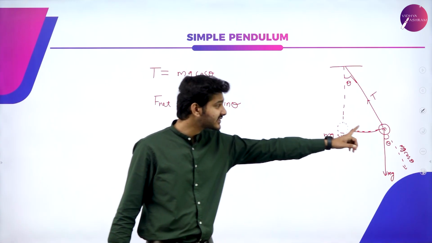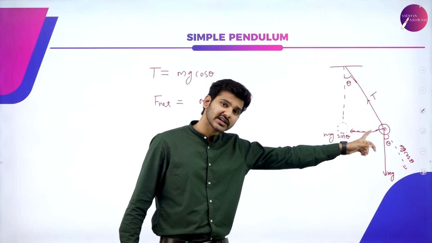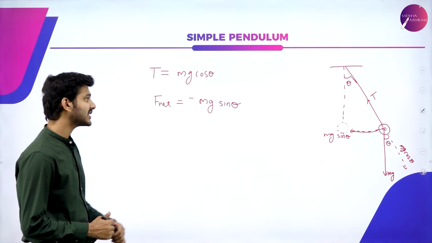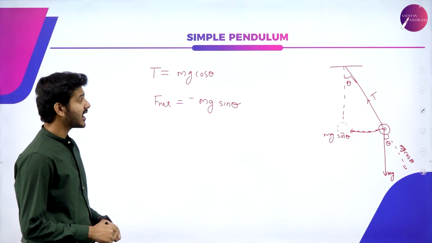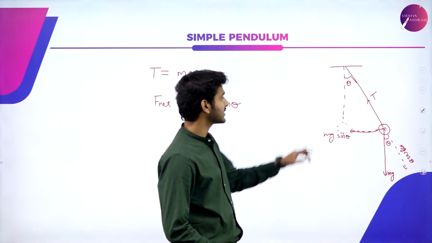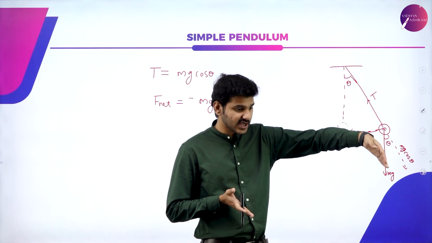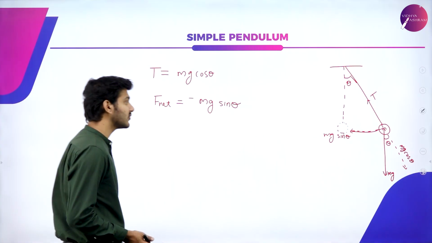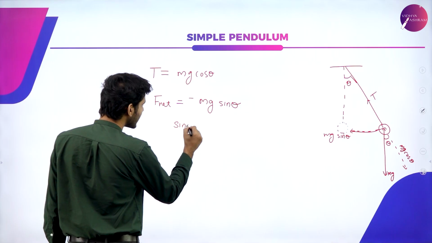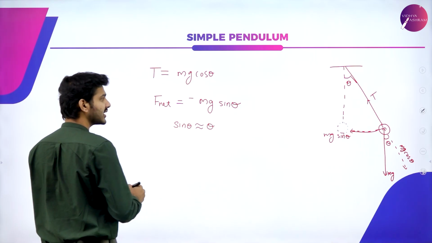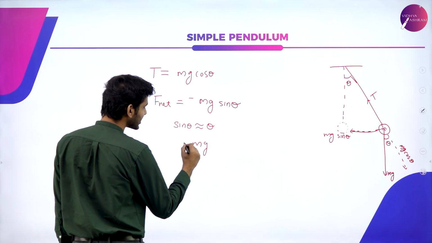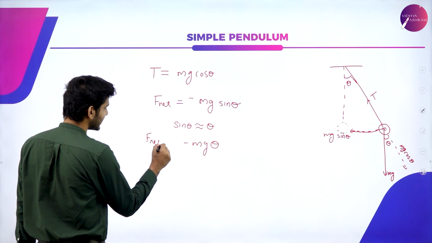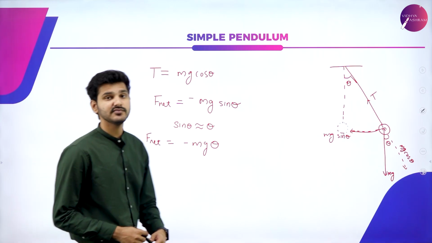And since the force acting will be in the opposite direction of the displacement, we have to put a negative sign here. So we can say that the net force acting is minus mg sin theta. And here I am taking the assumption that the angle the swinging pendulum makes with the mean position is really small, which means that sin theta can be approximated to theta. So I can simply write it as minus mg theta. So F net, that is net force, will be equal to minus mg theta.